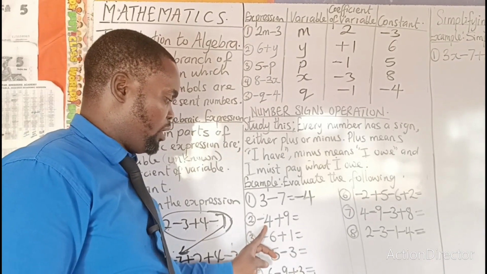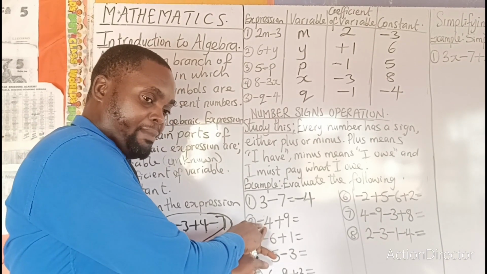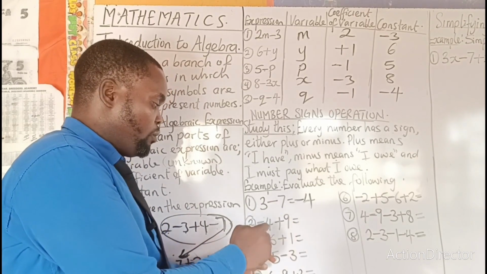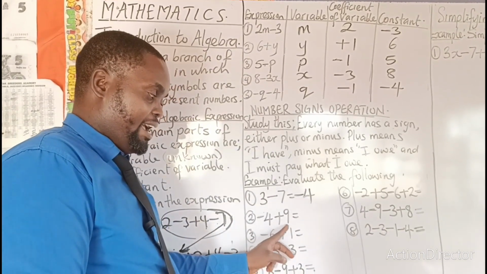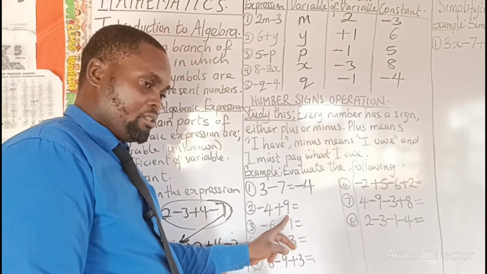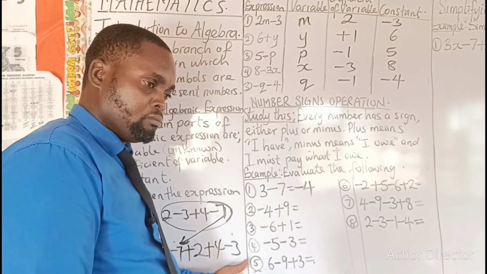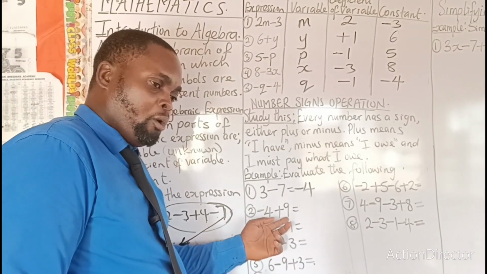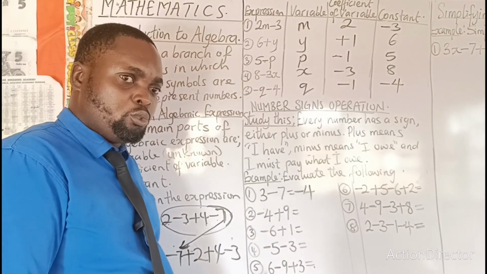Let's look at this one again. What will I say here? I'll say I owe, because the sign is minus. When it is plus, I use have. So I say I owe 4 naira and I have 9 naira. And the law said that I must pay what I owe. So what am I going to do? You are owing the person 4 naira, but you have how much? 9 naira. And the person said you must give him his money. What are you going to do?